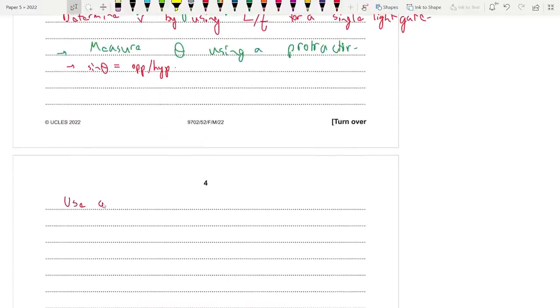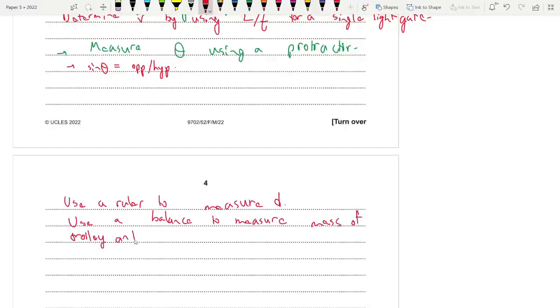So use a ruler. Use a ruler to measure D, right? And use a balance to measure mass of trolley and magnet. Okay.